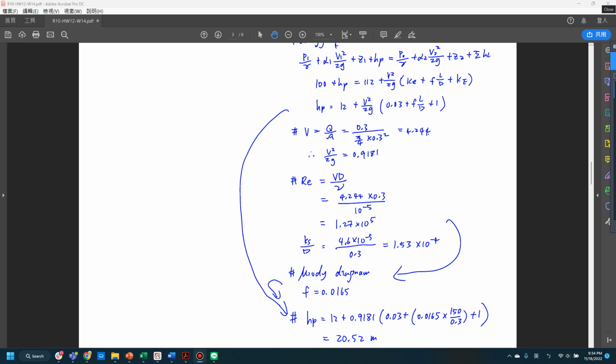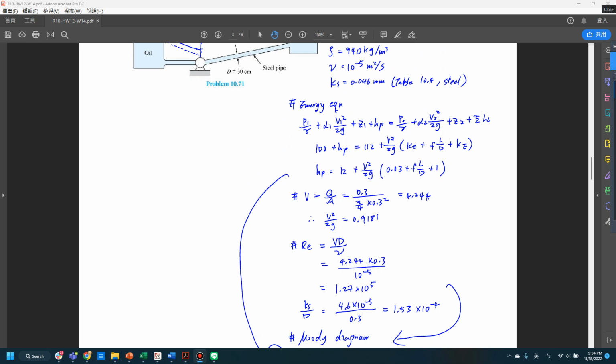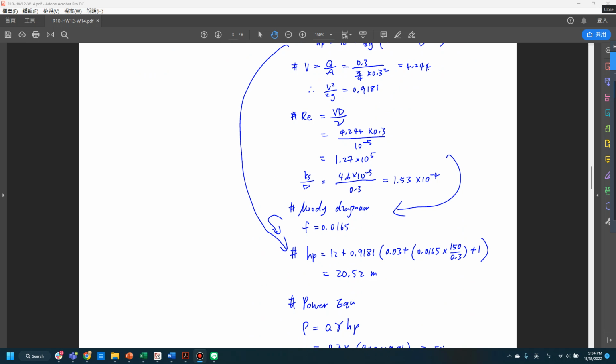After we have this factor F, you can plug it back into these energy equations to calculate the head provided by the pump. So I write down the equation for the pump and plug in the numbers down here, as my cursor shows. Then you can just calculate this pump head, which will equal 20.52 meters in this case.